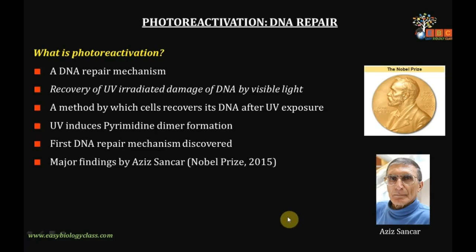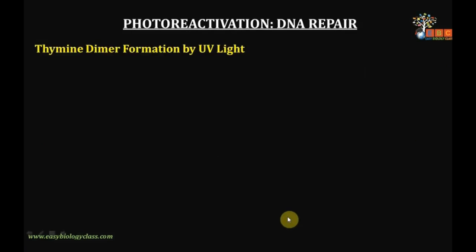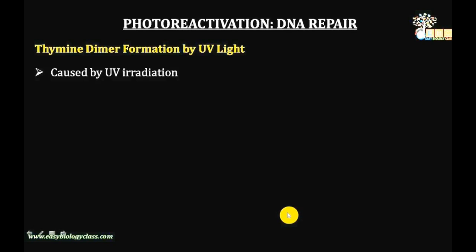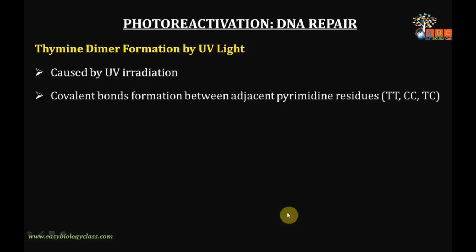As we mentioned, the photoreactivation process removes pyrimidine dimers. Before going to the photoreactivation process, let's see how UV radiation induces pyrimidine dimers in the DNA. As we have already discussed in part 1 of this tutorial, exposure of DNA to ultraviolet light causes pyrimidine dimer formation. Among the different types of pyrimidine dimers, the thymine dimer is the most common one.